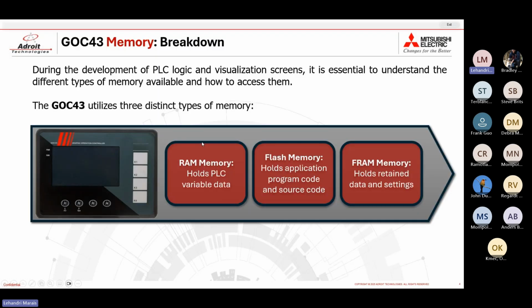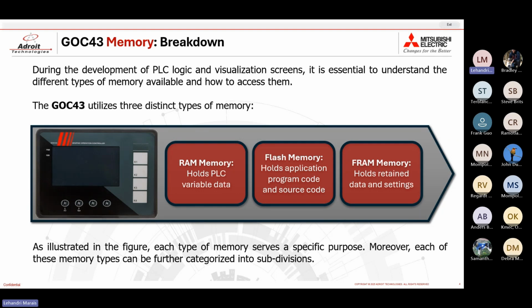During the development phase of any type of project, it's always important to know what type of memory your PLC has and what the functionalities thereof are. For the GOC, as you can see in this illustration, we have RAM memory, which holds your PLC variable data, your flash memory, which holds the application program code and source code, and your FRAM memory, which holds your retained data and your settings.